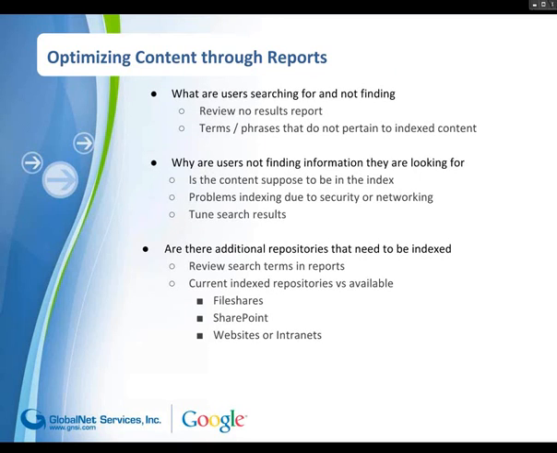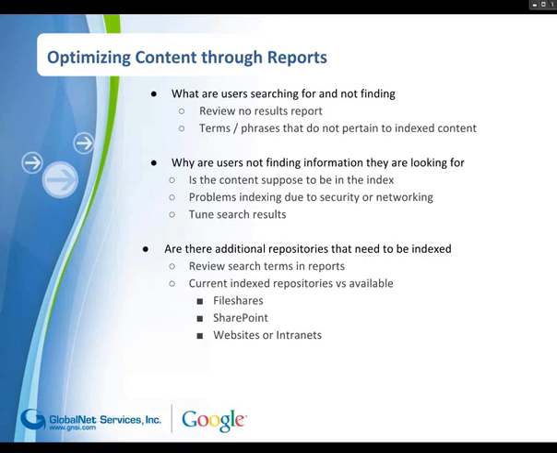So as mentioned, when we were looking at the reports, there are a few things to look at that will help you with understanding or to improve relevancy and help users get to the information quickly. What are users searching for and not finding, when you're looking at the report that shows you search terms that were entered with no results? Do the terms or phrases pertain to indexed content? Do we need to add additional content repositories?